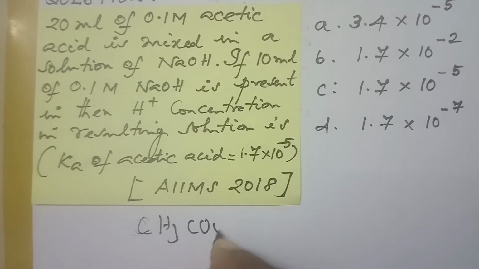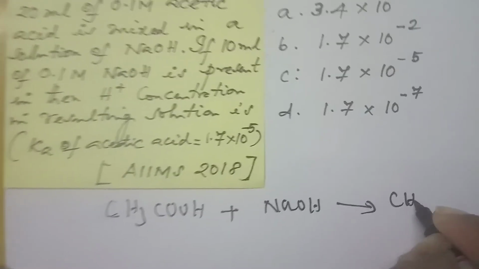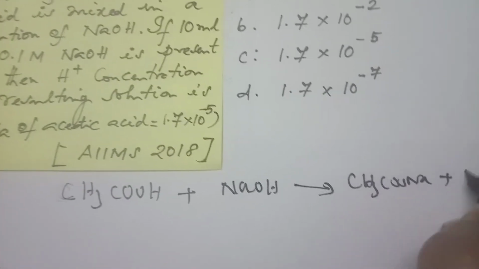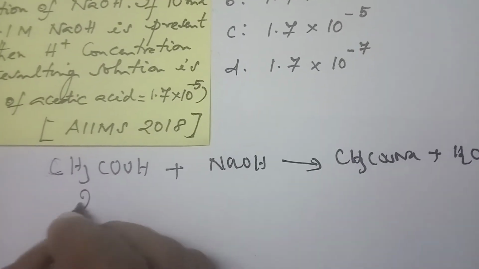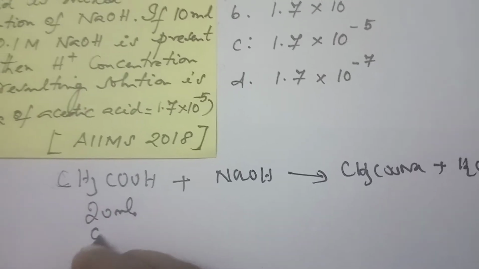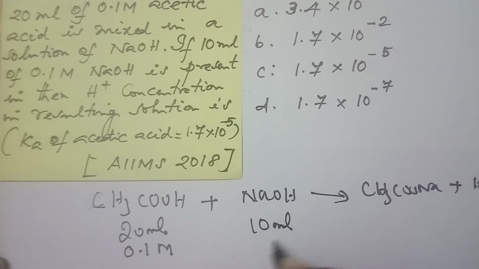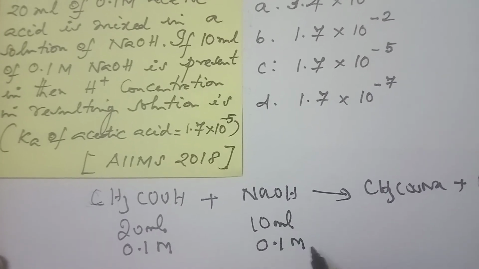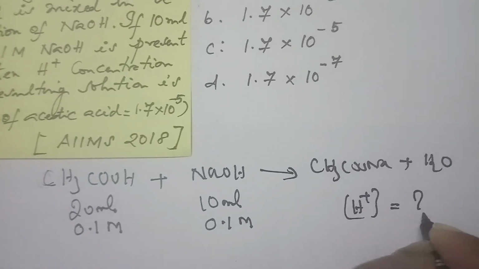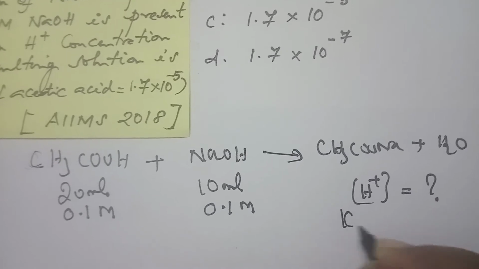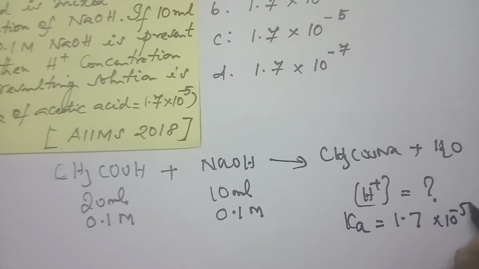Let me write the equation. Acetic acid plus NaOH gives sodium acetate plus water. So this is the equation. Now let me write the quantities: acetic acid is 20 ml of 0.1 M and sodium hydroxide is 10 ml of 0.1 M. They are asking what the hydrogen ion concentration is. You are provided with the Ka of acetic acid, 1.7 into 10 power minus 5.